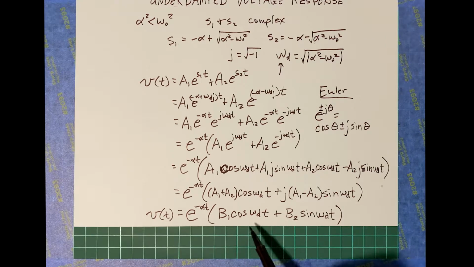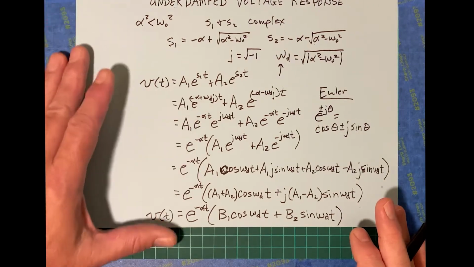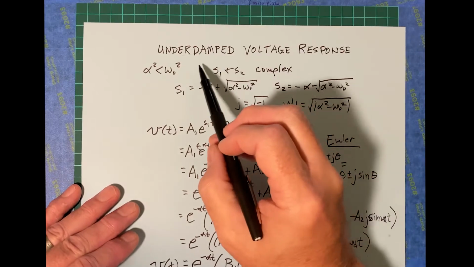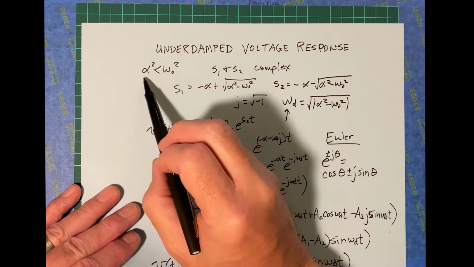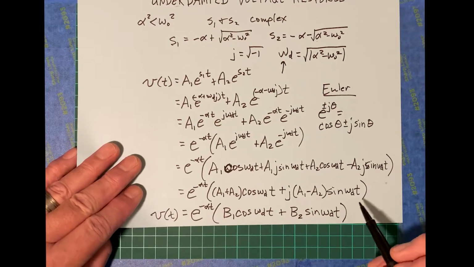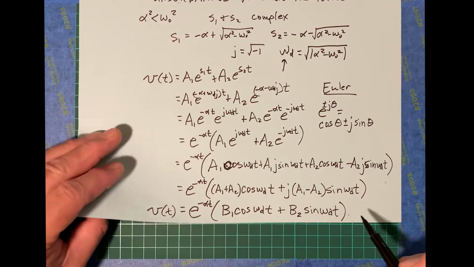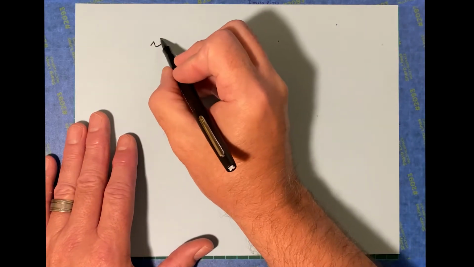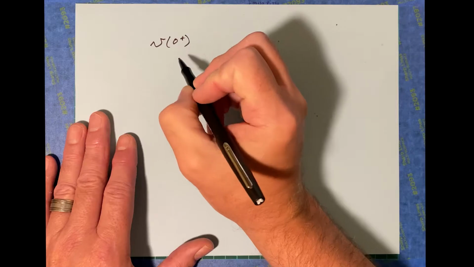So here we've got this voltage function. And then if you want to solve a problem that ends up being an underdamped solution based upon the comparison of the alpha squared and omega naught squared, you start with this. This is the general solution that you start with. Then you need to figure out the voltage at 0 plus.